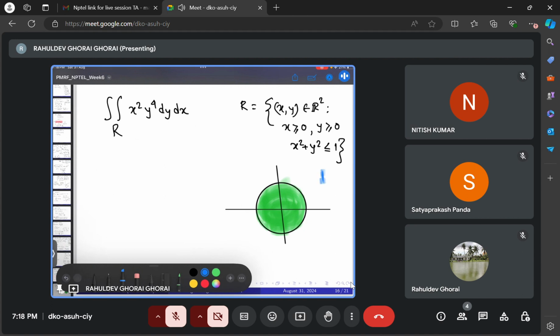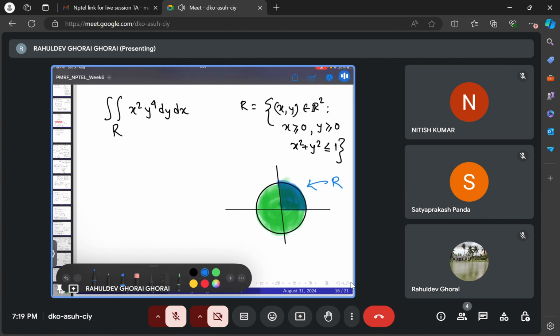So this is the first quadrant, this is the second quadrant, like that. This is the third one, this is the fourth quadrant. This whole region is this quadrant. So in the first quadrant only, the points are positive. That's why the whole region R will be this. So this is the region the question asks about.